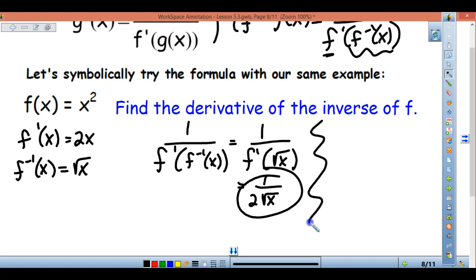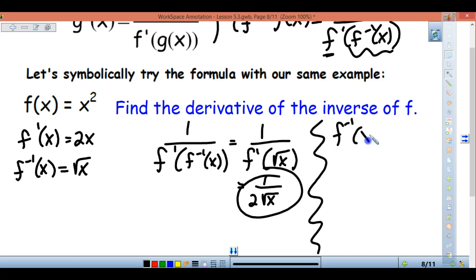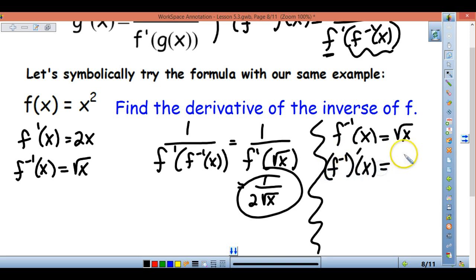On a side note, if you recall, we knew that the inverse of x was equal to the square root of x, and we found that the derivative of this inverse was also equal to 1 over 2 root x. That was in one of the last examples. So you do get the same result.